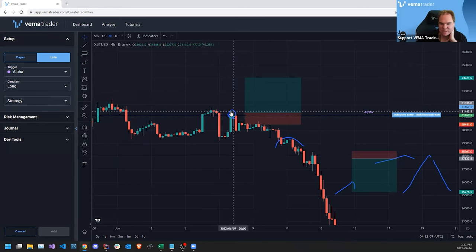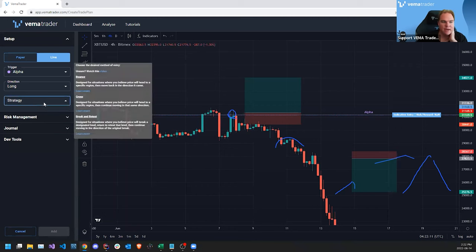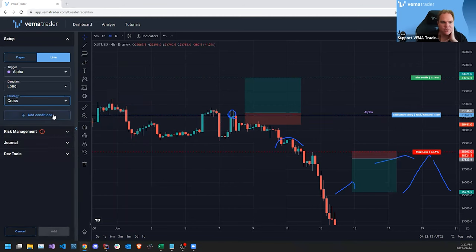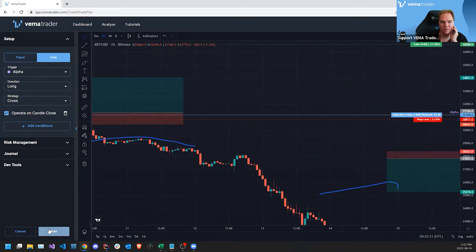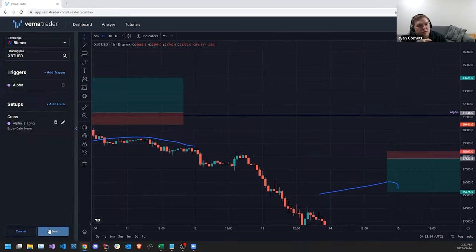Let's pretend that we've got this same little spot here. You're going long. I'm going to go cross. We'll use a candle close. There we go. Yep, everything looks good on the 4 hour. I am using candle close and I'm going to switch to the 1 hour and then go ahead and press add. That's right. Journal and stuff.